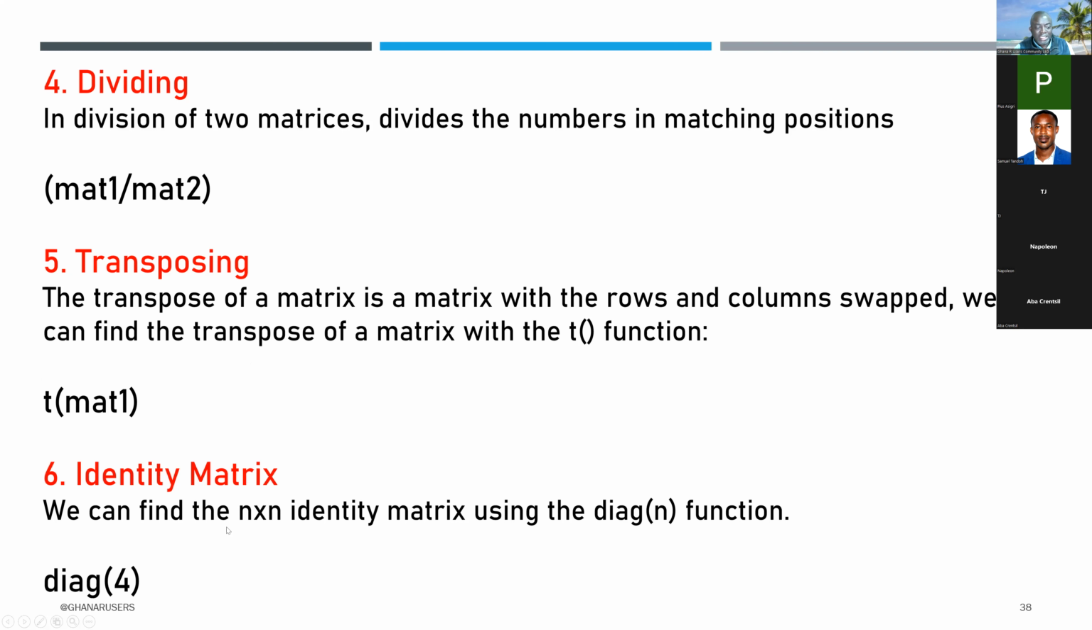You want to find the identity matrix, so the diagonal of 4. Diag will give you the identity matrix. So the diagonals are only 1, 1, 1, 1 and the rest will be 0, 0, up to 4.